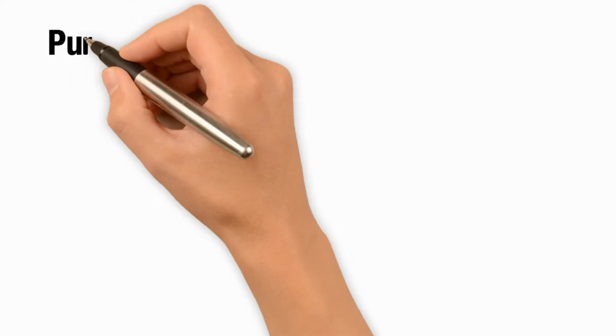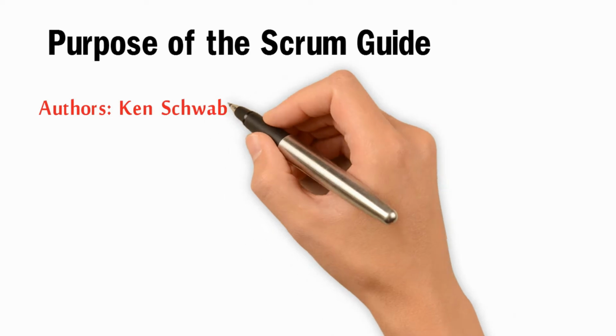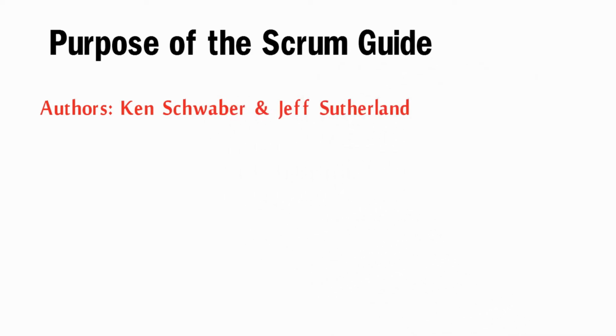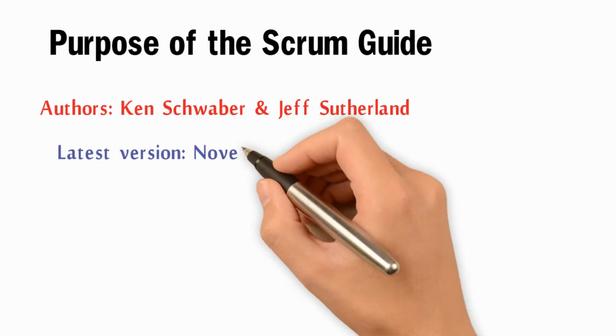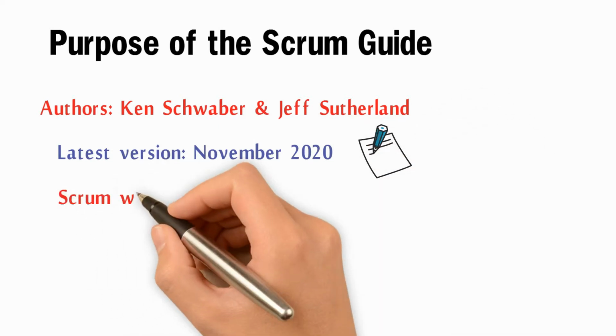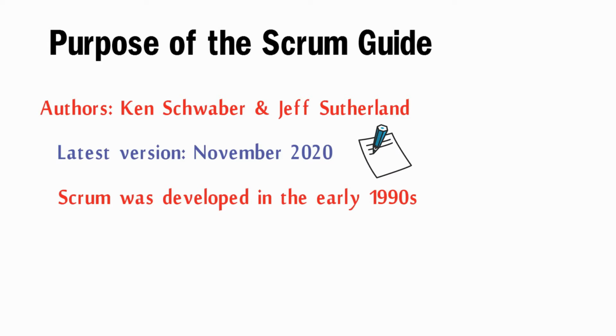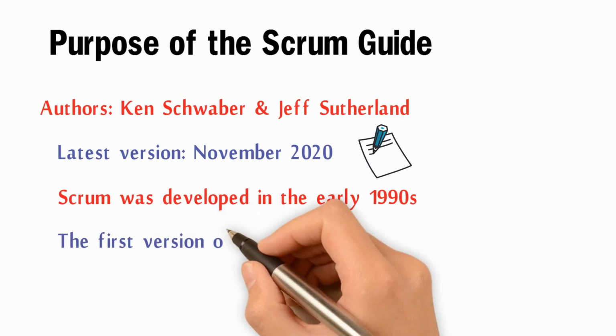Purpose of the Scrum Guide. Authors Ken Schwaber and Jeff Sutherland. Latest version November 2020. Scrum was developed in the early 1990s. The first version of the Scrum Guide was in 2010.